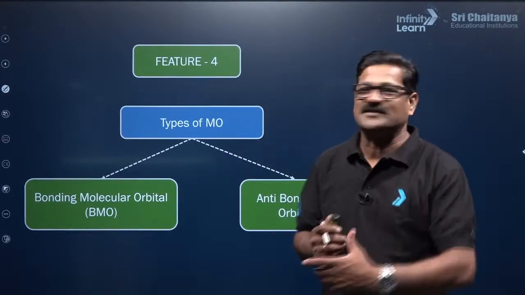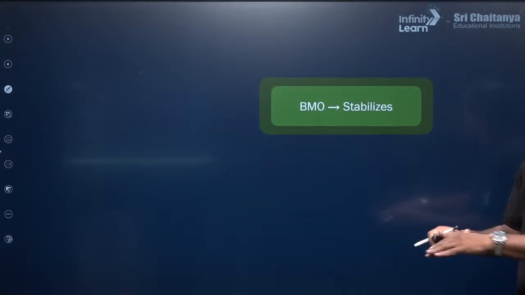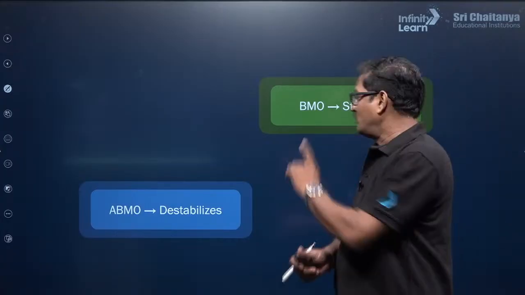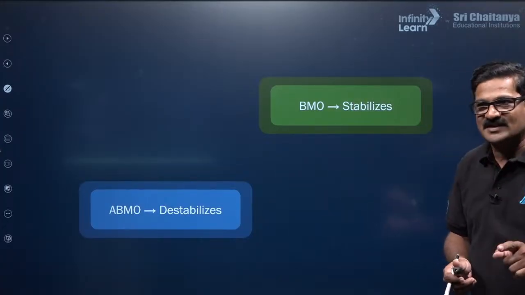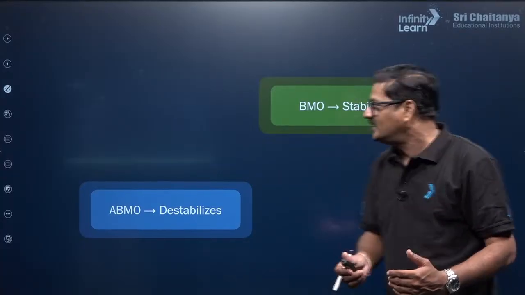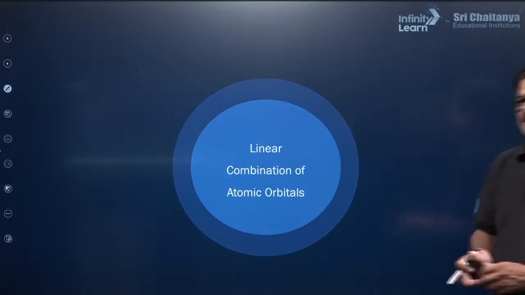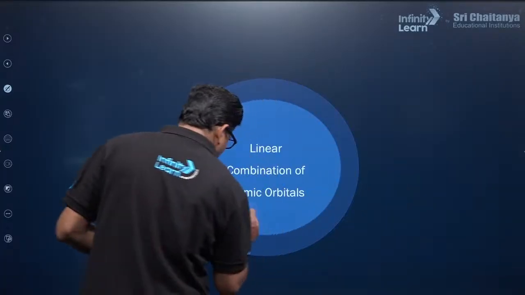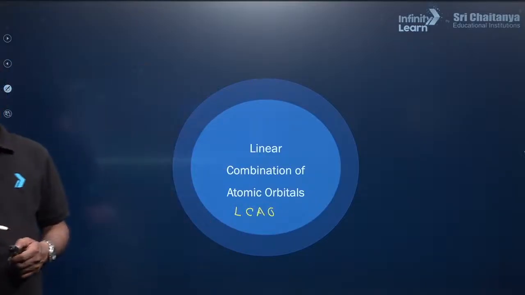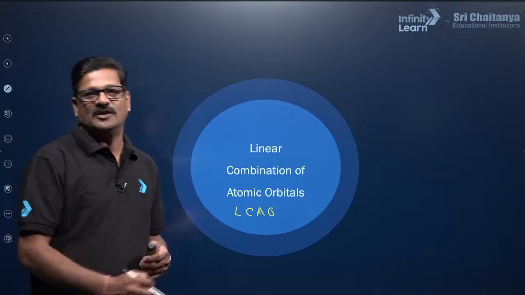So let us chill with the subject, and we can see bonding molecular orbital stabilizes and anti-bonding molecular orbital destabilizes. Because it stabilizes, it has less energy, and because it destabilizes, it is going to have more energy. Here, linear combination of atomic orbitals is popularly said to be LCAO. Linear combination of atomic orbitals is the technical explanation for the molecular orbital theory.